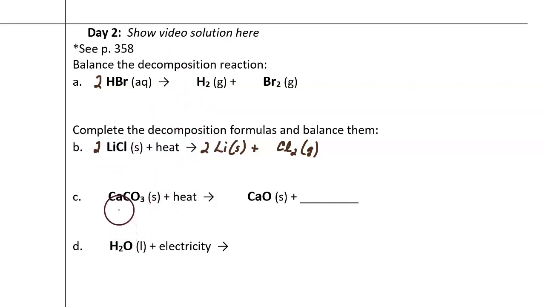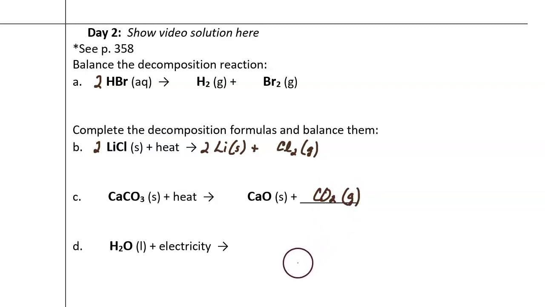Now question C. Calcium carbonate, when heated, decomposes. It splits up into two products. One of them is calcium oxide, but we have to figure out the other one. Let's think about what would be in that. We have calcium to begin with, and a carbon, and some oxygen. This has the calcium and the oxygen, so what might the other thing have in it? Well, it's got to have carbon, and it probably has some oxygen too. This is going to be carbon dioxide, CO2. Carbon dioxide is a gas at room temperature.